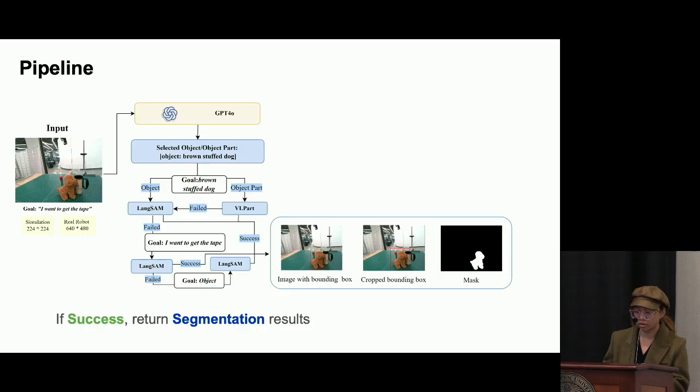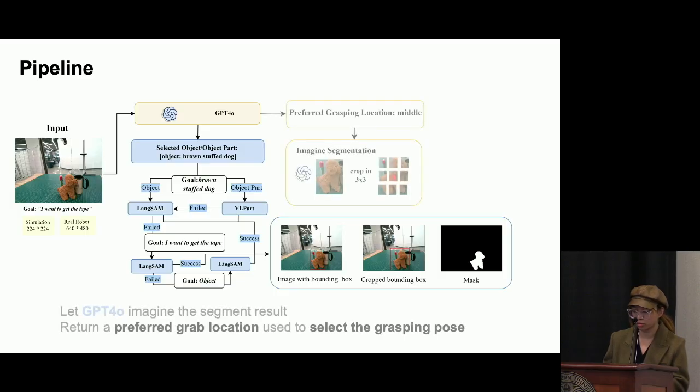We also want GPT-4o to tell us which grasping location is preferred. We let GPT-4o imagine, after the segmentation, which part we should grasp. In this case, we use a multiple-K grid strategy. We tested, and K at 3 is the best.